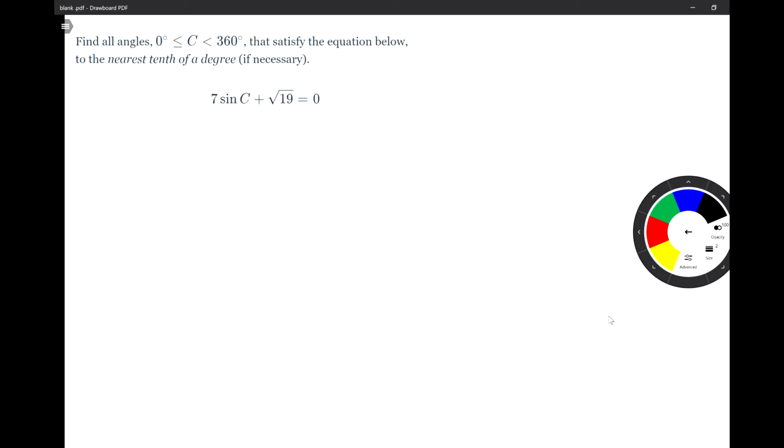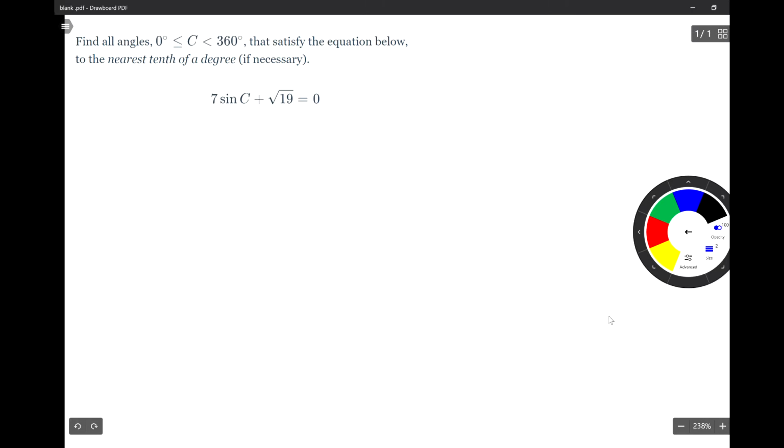In this video, I will show you guys how to solve a linear trigonometric function. So the problem says find all angles 0 degrees less than or equal to C less than 360 degrees that satisfy the equation below to the nearest tenth of a degree if necessary. So we have the equation 7 sine angle C plus square root 19 equals 0. And don't overthink, just follow the rule that we know before.